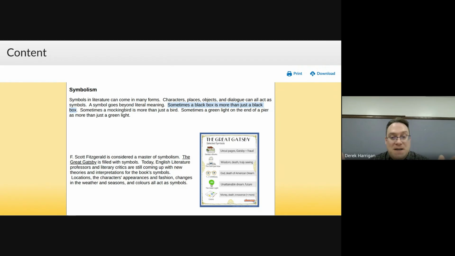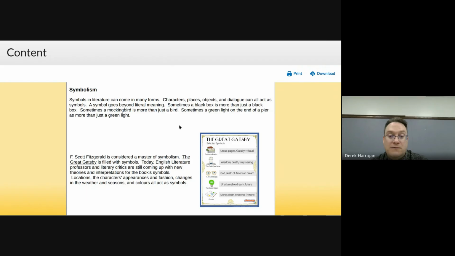So the black box had a purpose in the story. It had a job to do in the story. There was a reason that it was physically there. But then if you looked at it deeper, the black box had a symbolic meaning, had a deeper meaning. And so that's what we're going to be talking about in terms of The Great Gatsby.